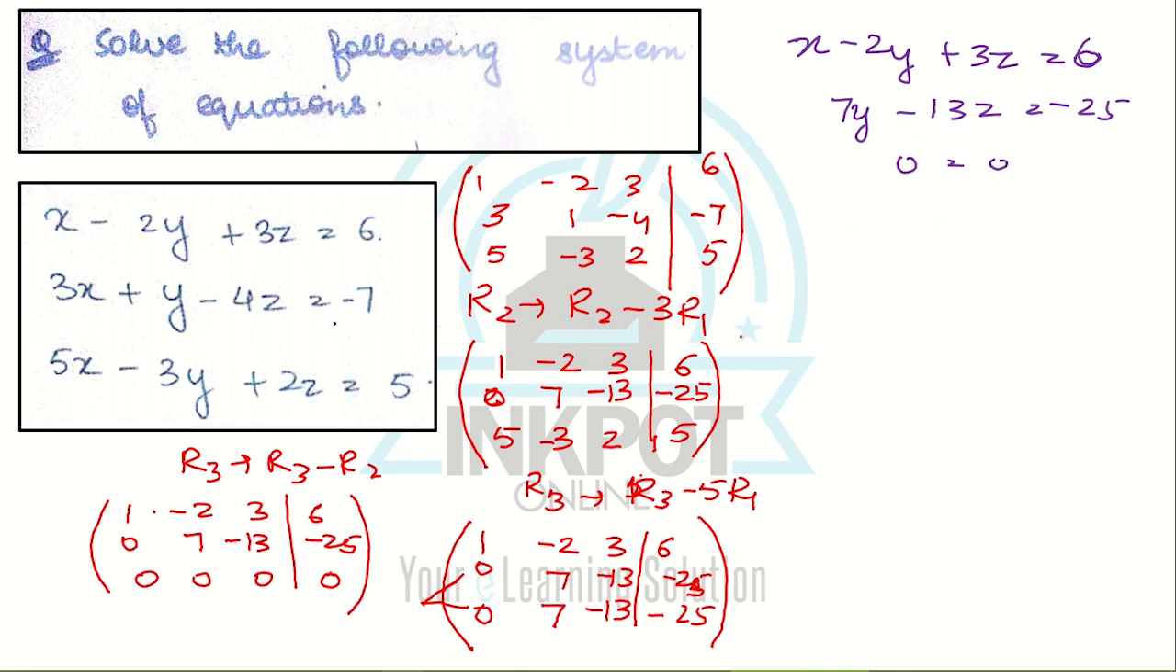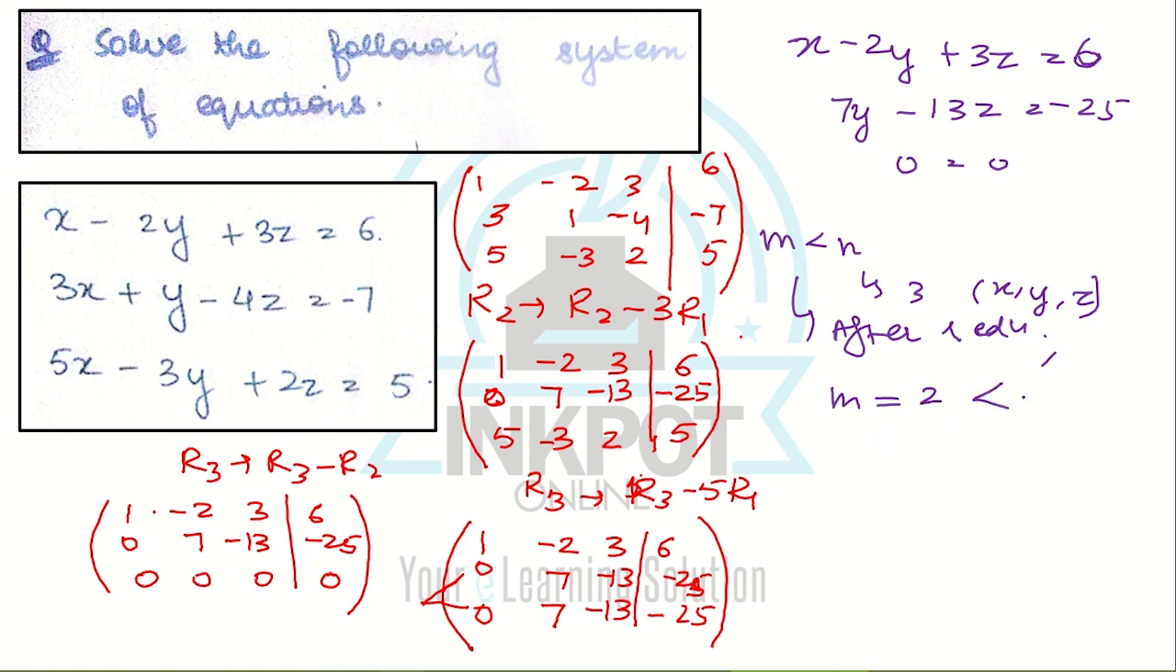So you can see here that essentially the number of equations has become lesser than the number of unknowns, because one of the equations has been reduced to a 0. When you say that m is less than n, the reason is that the number of unknowns here is 3, x, y, and z, whereas the number of equations after reduction is actually equal to 2, which is less than 3. Which means that m is less than n.